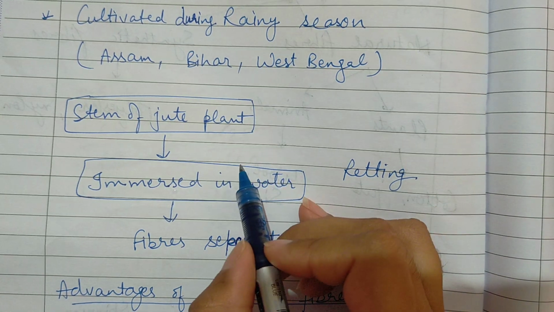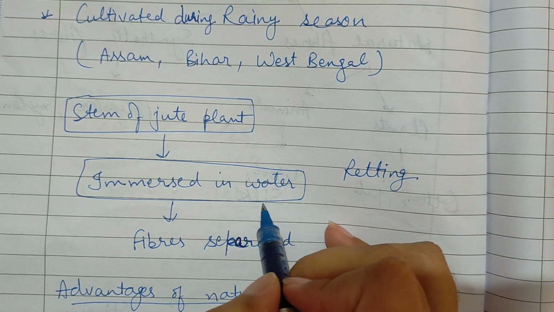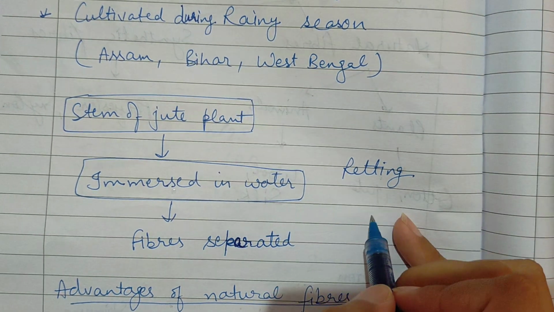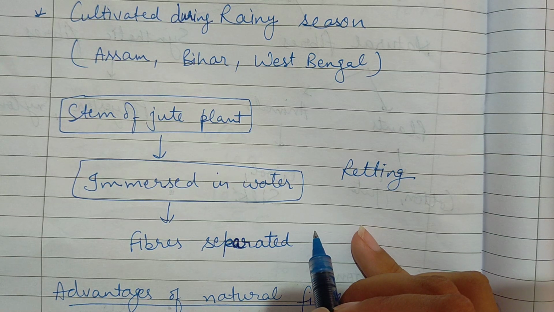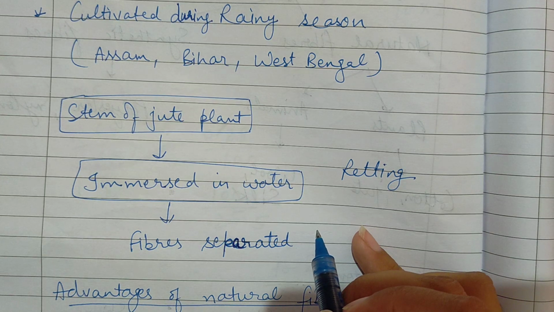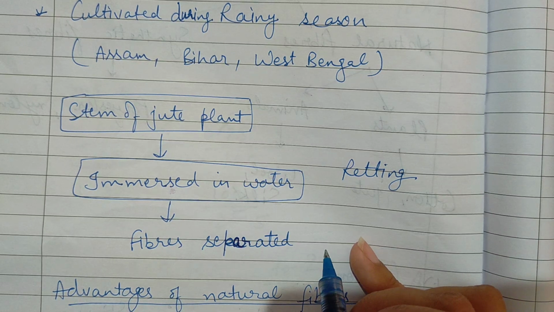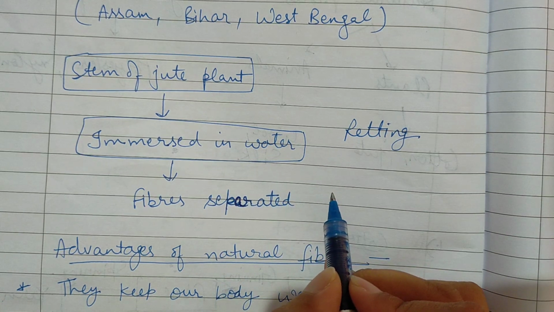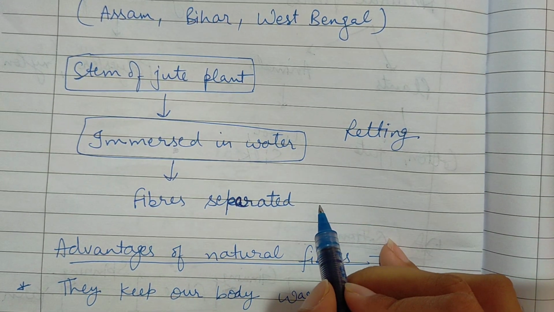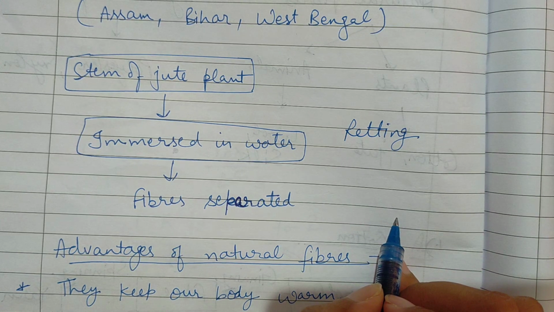First thing is that the stem of the jute plant is immersed in water for few days, and that process is called retting. After few days the stem of the jute plant becomes softened, and from that jute fibers are separated. Then further with the similar process, those fibers will be converted into yarn, and then yarn will be converted into jute fabric.